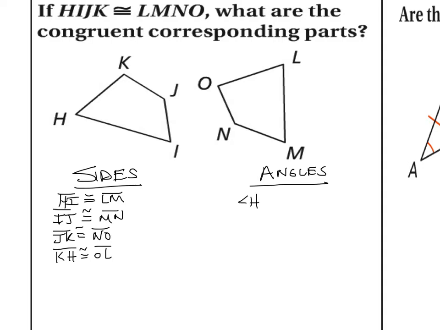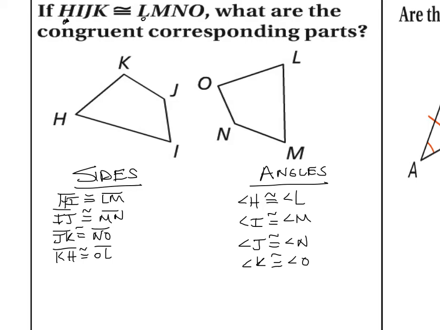Angle H is going to be congruent to angle L. And again, I'm looking at the first letters here, okay? So when I look at the first letters, I'm matching these guys up, H and L. Angle I is congruent to angle M. Those are matched up. Those are the second letters. Angle J is congruent to angle N. That's the third letter. And then the last two letters are angle K is congruent to angle O.